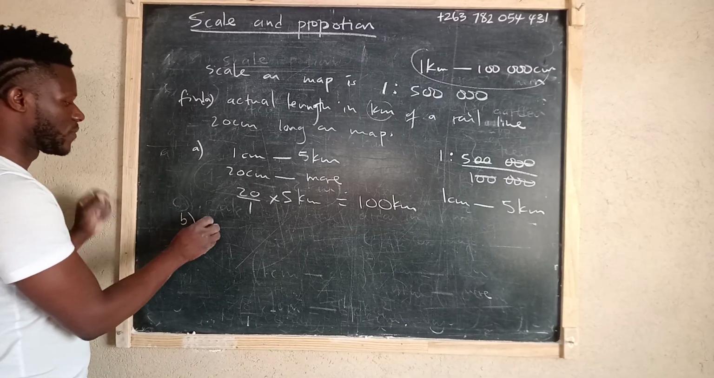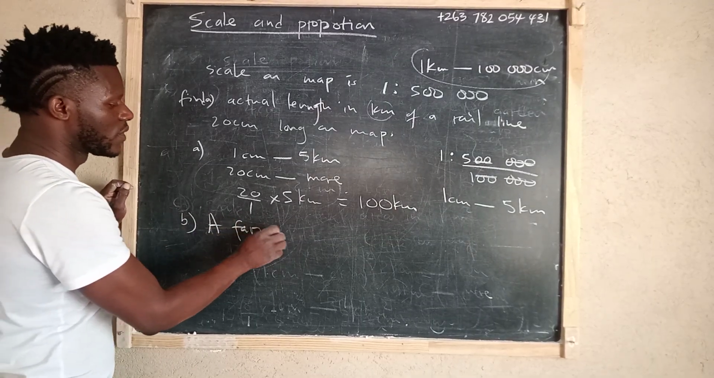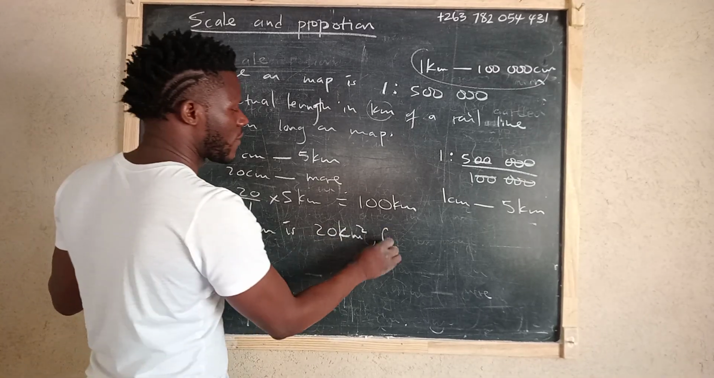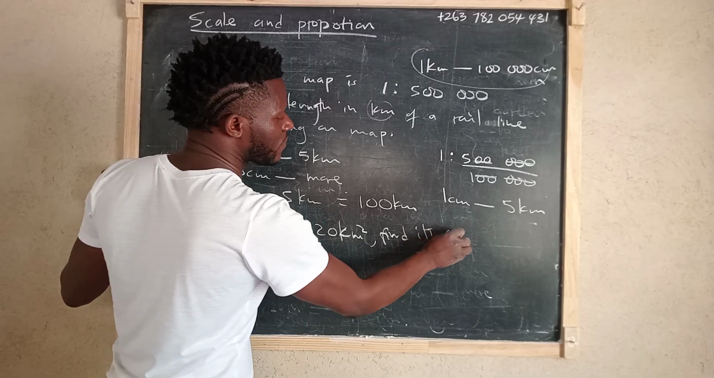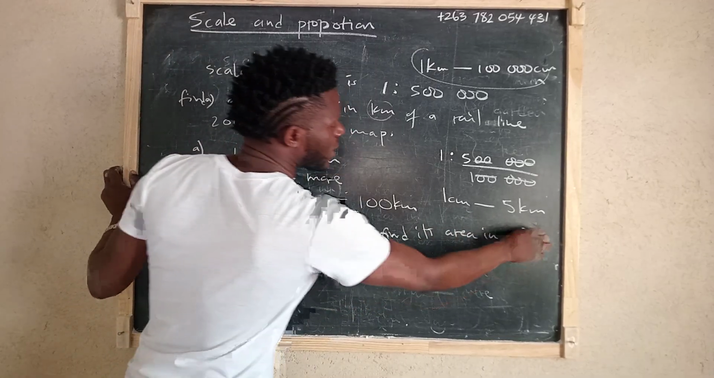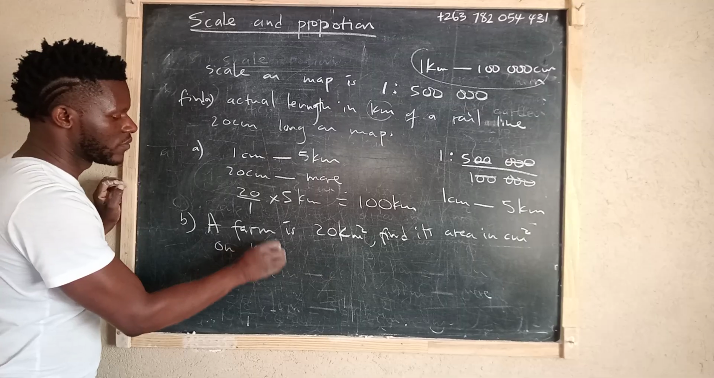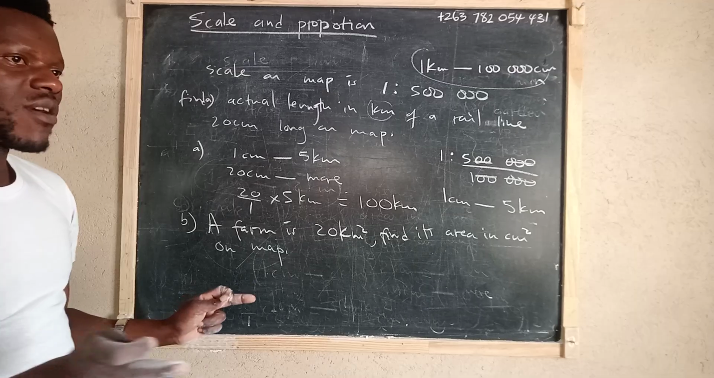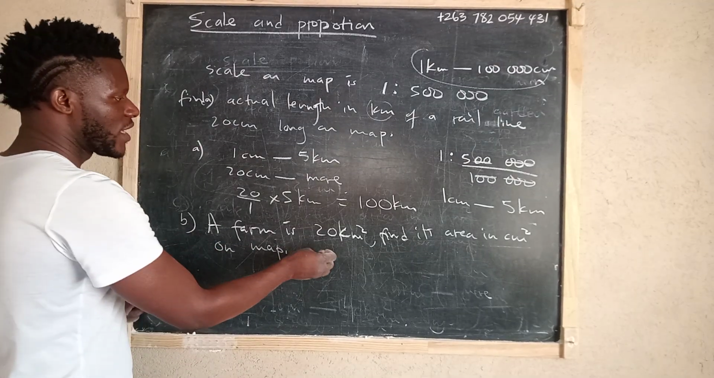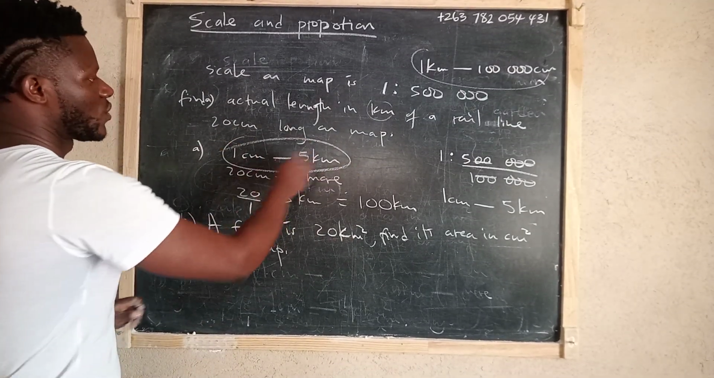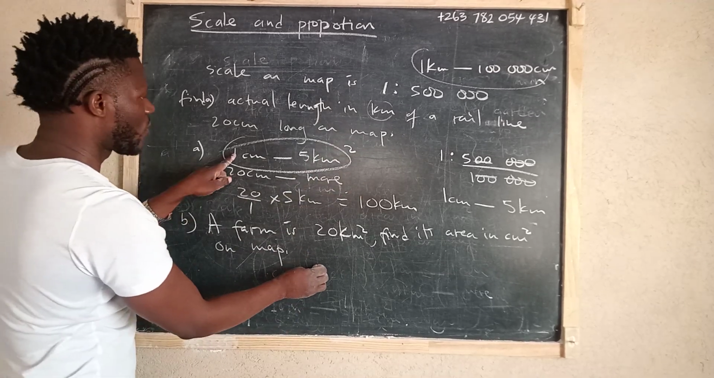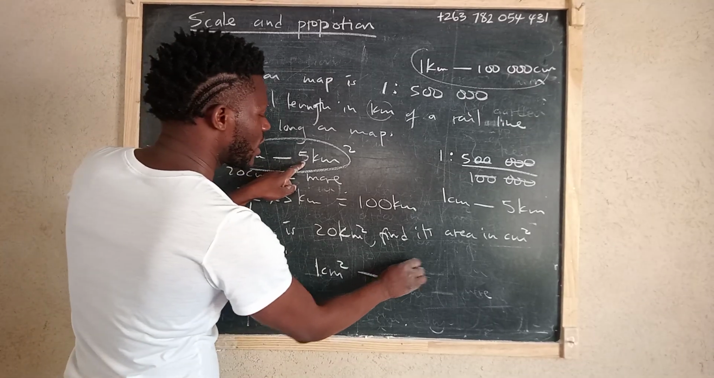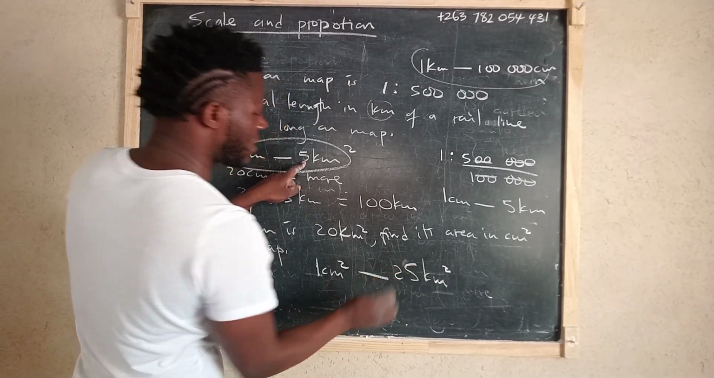Then how about area? A farm is 20 square kilometers. Find its area in square centimeters on map. A farm is 20 square kilometers on the actual ground. How about on map? When we talk of area, we must square the scale, so it becomes 1 times 1. 1 square centimeter is representing 5 times 5, 25 square kilometers.